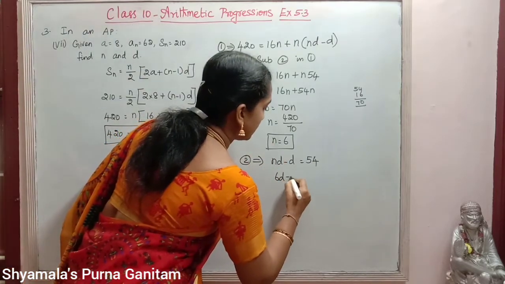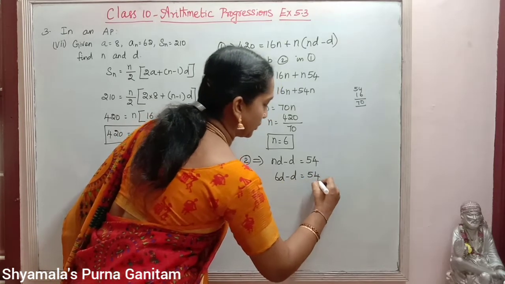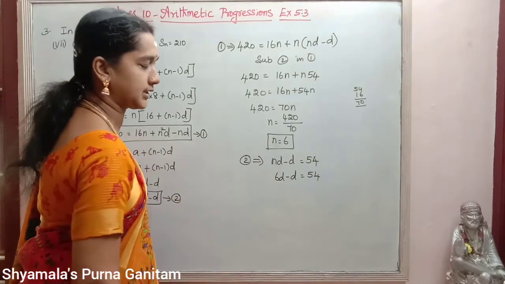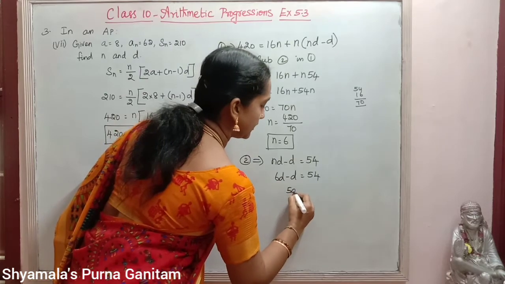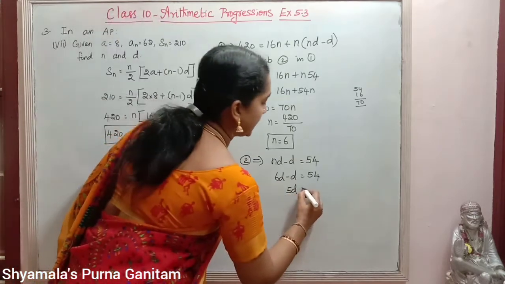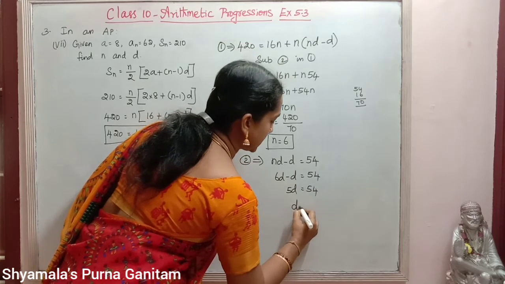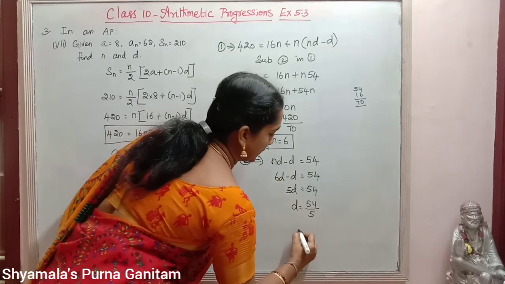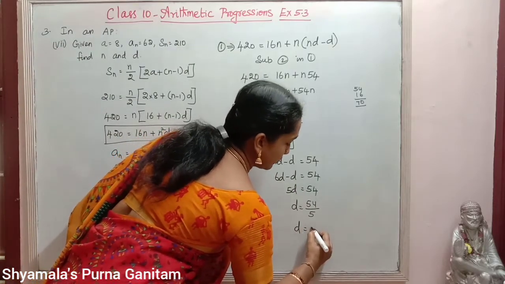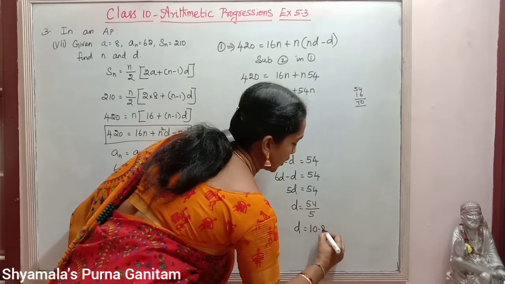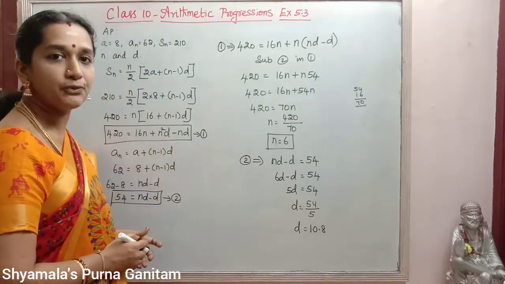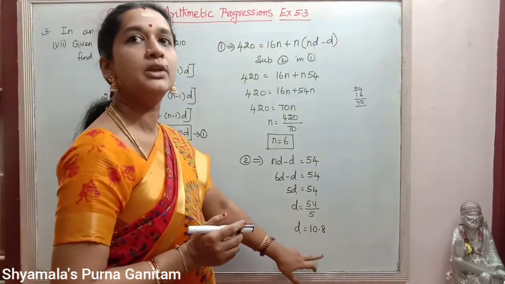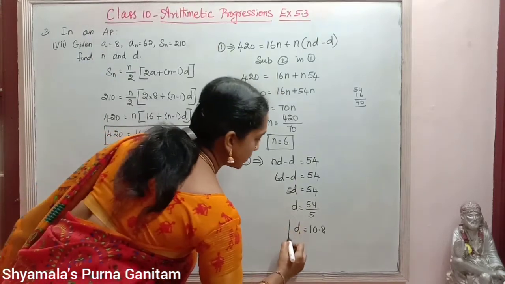So 6d minus d is equal to 54. So 6d minus d is 5d. Okay, so 5d is equal to 54. So d is equal to 54 by 5. So the difference we get is, 5 tens are 50, 10.8. So d is equal to 10.8. Okay, so this is the d we were asked to find.